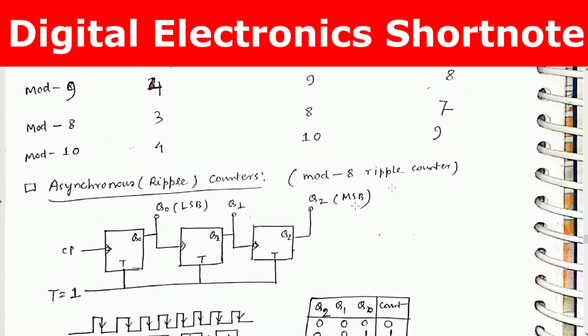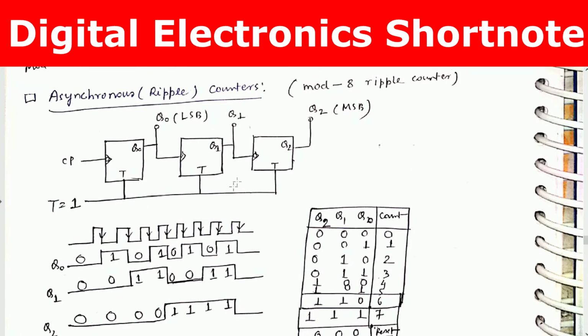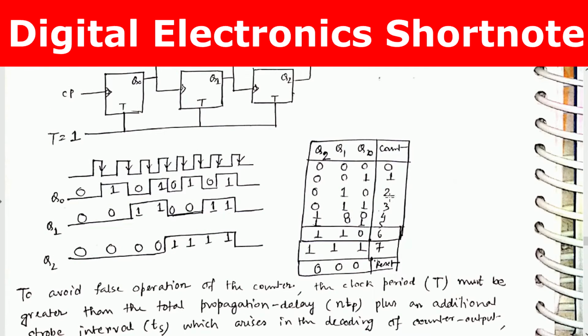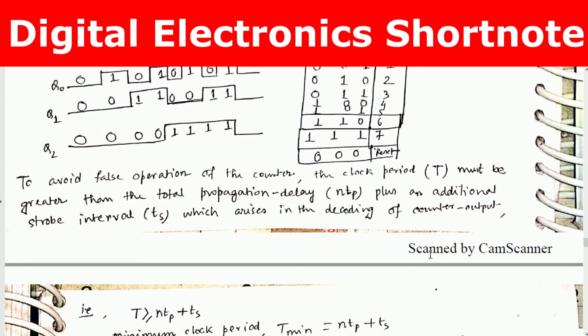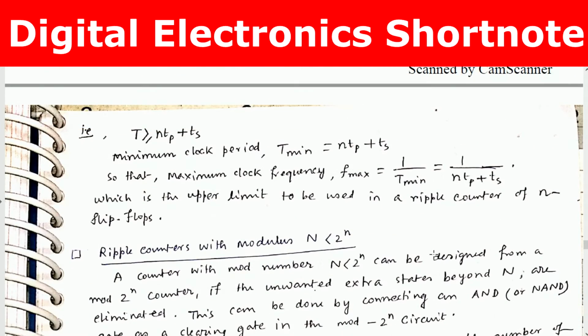Asynchronous counter: mod 8 ripple counter. This is the configuration, and this is the truth table. To avoid false operation of the counter, the clock period must be greater than the total propagation delay plus an additional strobe interval Ts, which arises in the decoding of the counter output. T is greater than or equal to N·Tp plus Ts. Minimum clock period T minimum equals N·Tp plus Ts.